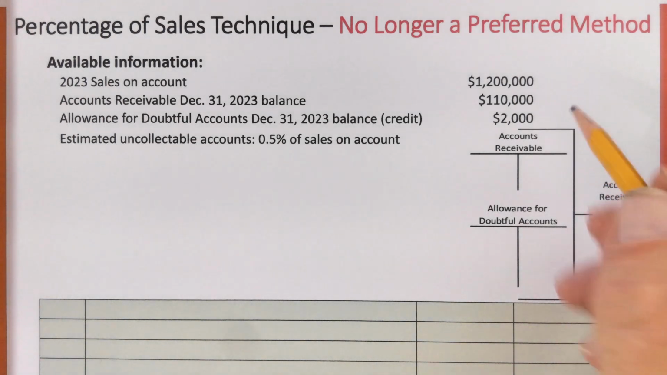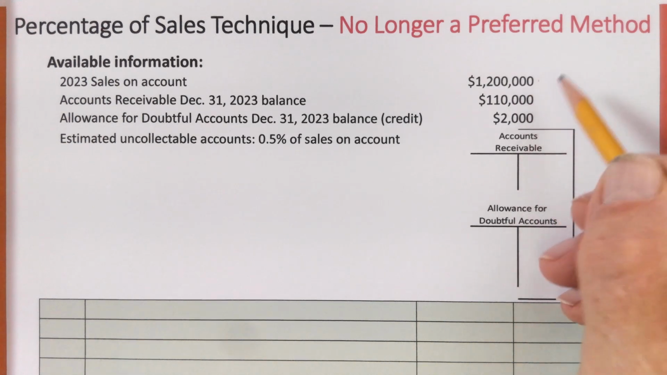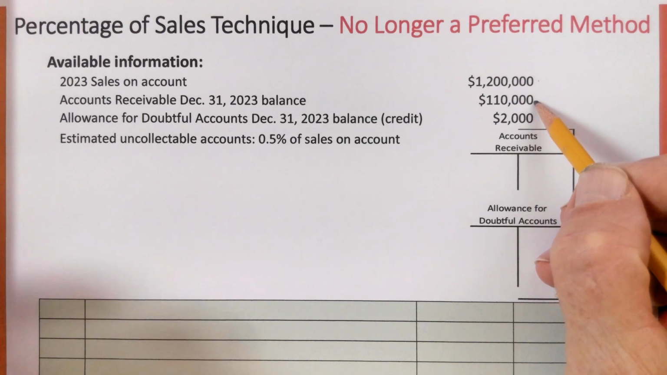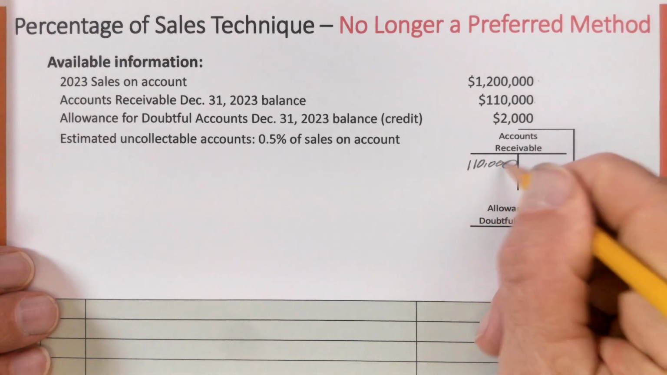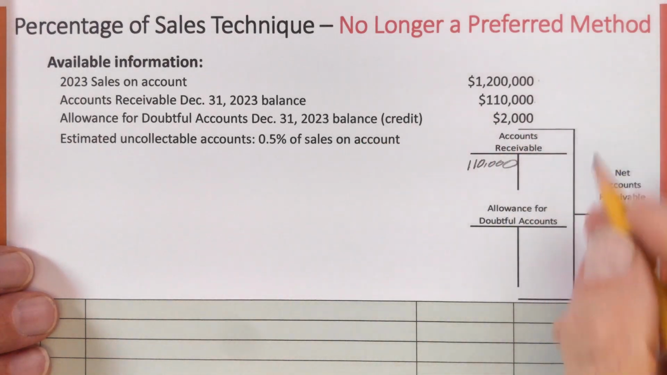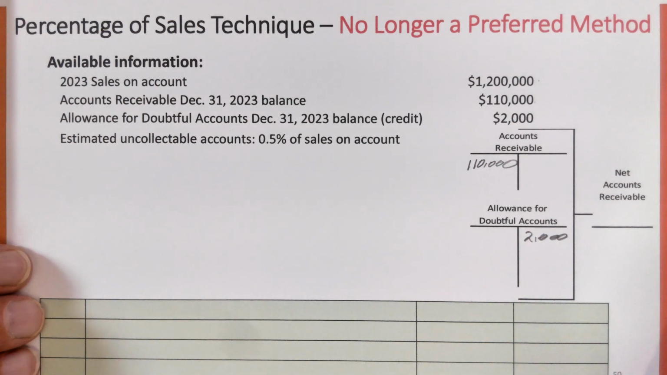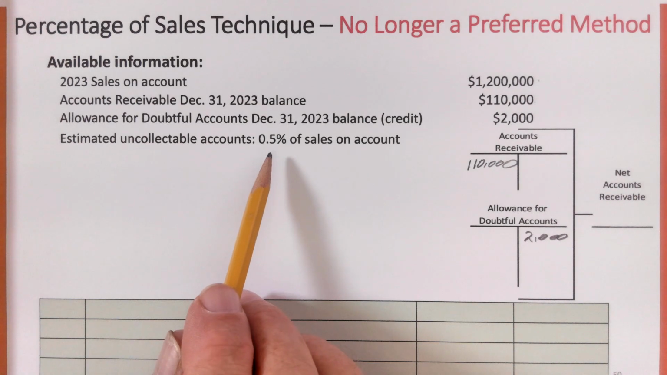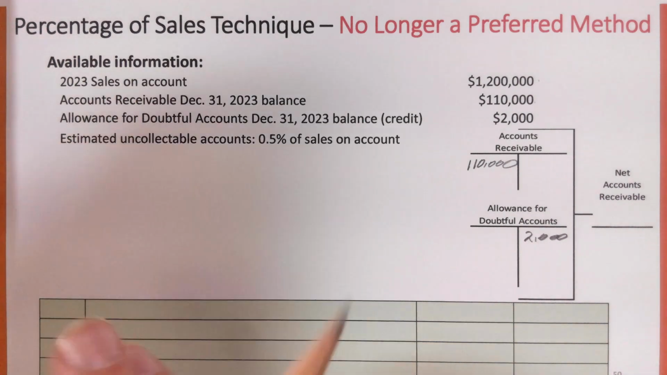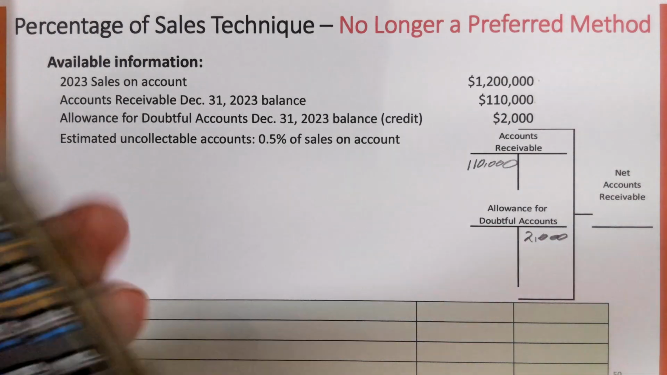You've got the sales on account of $1,200,000. You've got the accounts receivable balance here of $110,000. You've got the credit balance in the allowance, $2,000. No problem. Just put those things in there. And now the estimated uncollectible accounts is half of 1% of sales this time. So let's go ahead and take a look at that.